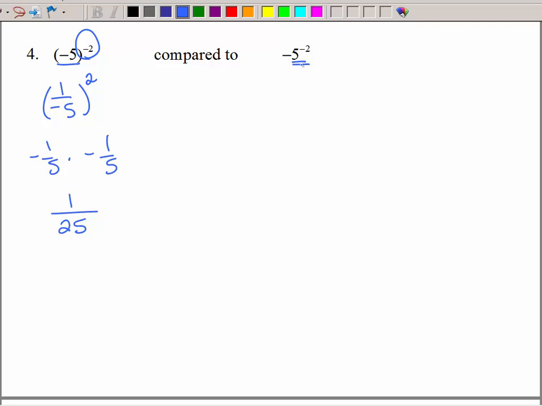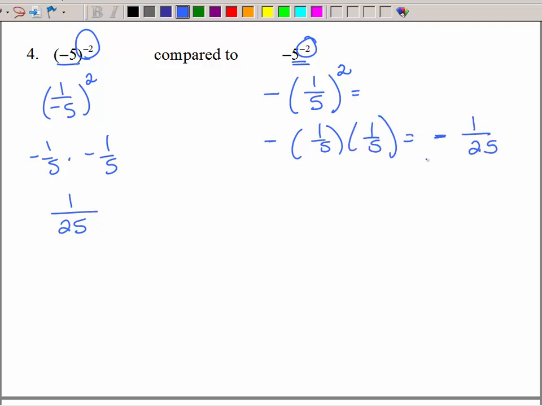But here, the base is only 5, so I'm going to keep that negative, take the reciprocal of the base, which is 1/5, change the sign of the exponent. So here we have negative 1/5 times 1/5, so it stays negative. Be very careful about that because I guarantee you it will be on the next test.